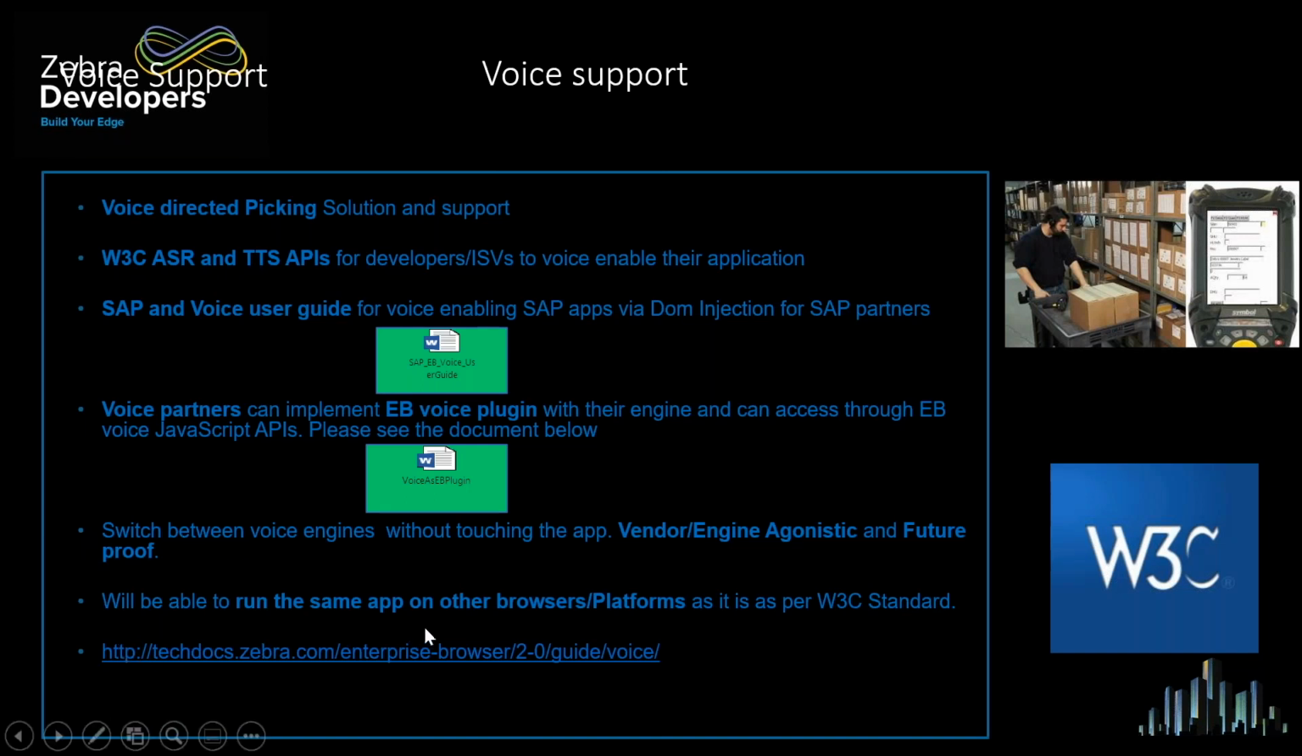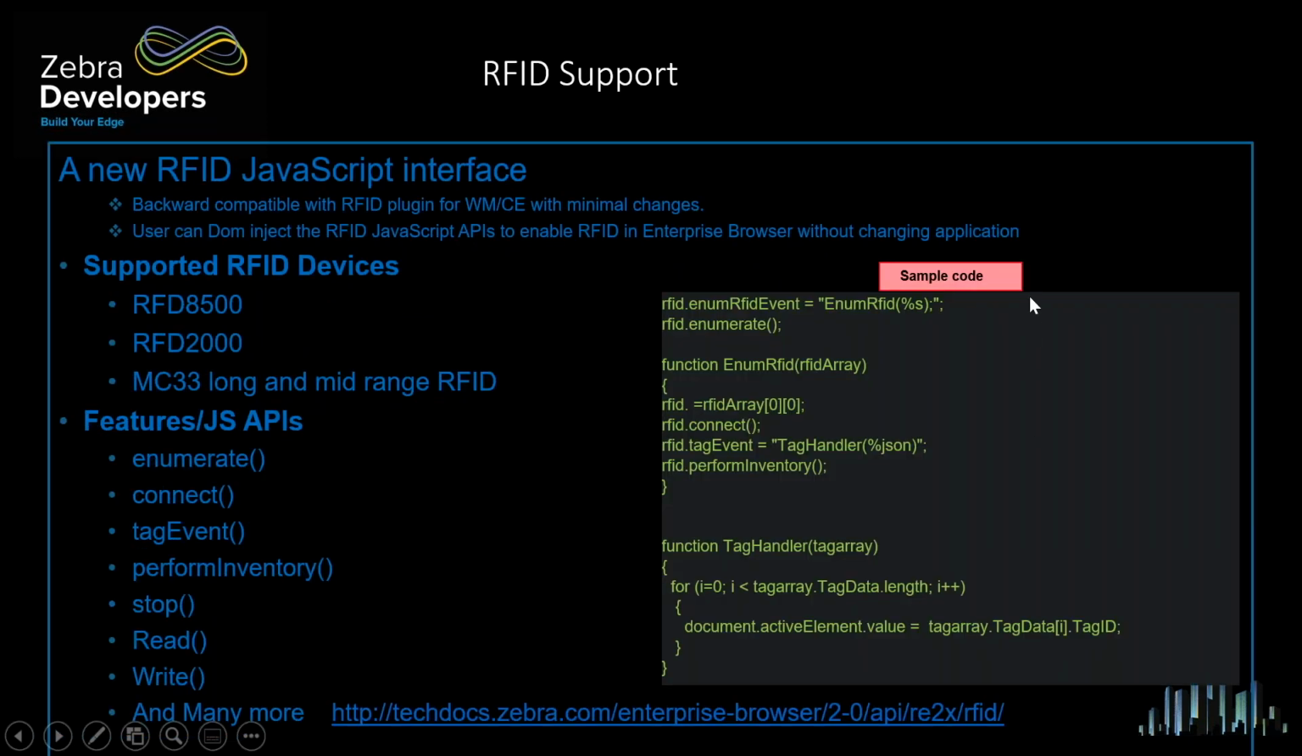It will be able to run on the same app or on other browsers as per W3C standard. And the last one is RFID, radio frequency identification. Using enterprise browser, you have some specified RFID devices. There you can run the enterprise browser, and from web using JavaScript and HTML, you can do RFID operations like read the RFID tag, write the RFID tag, stop, all these operations you can do.